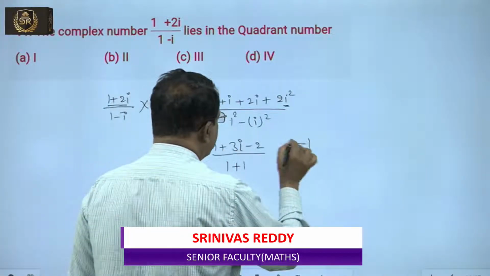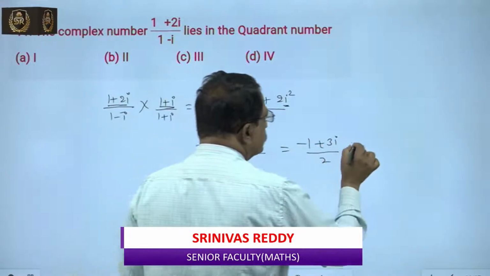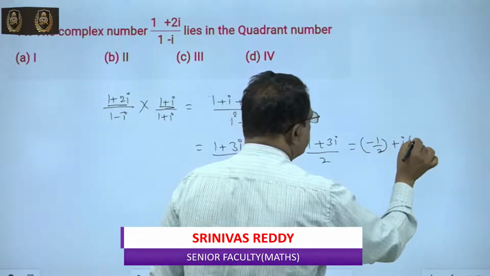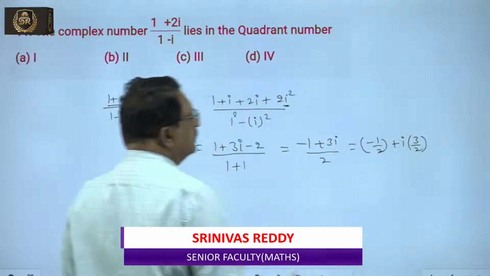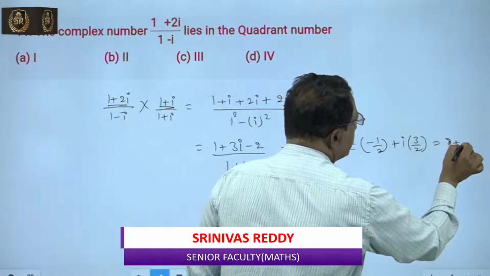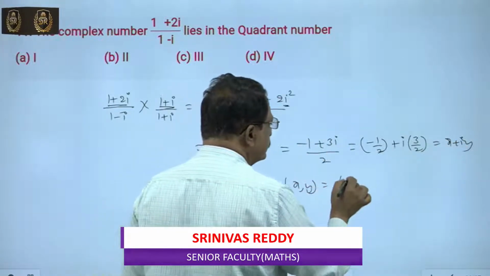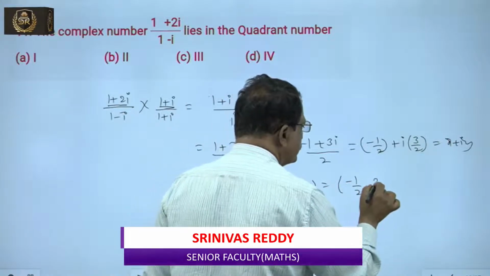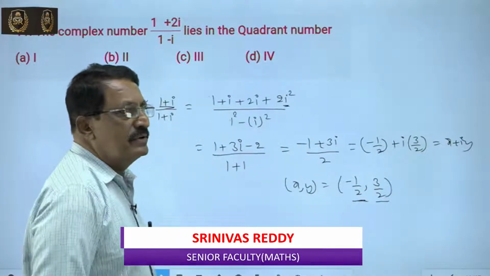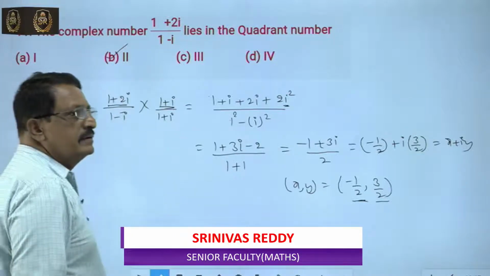So it is minus 1 plus 3I by 2, that equals minus 1 by 2 plus I into 3 by 2. Now it is equal to x plus iy. Therefore x equals minus 1 by 2, y equals 3 by 2. Now the x coordinate is negative and the y coordinate is positive, then it lies in the second quadrant.